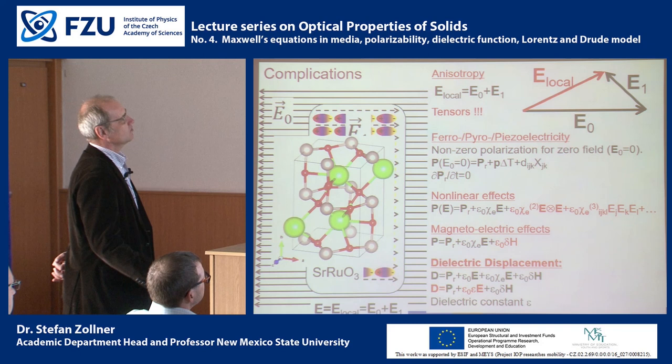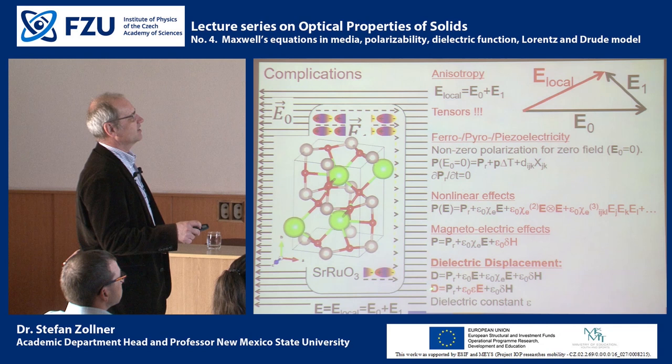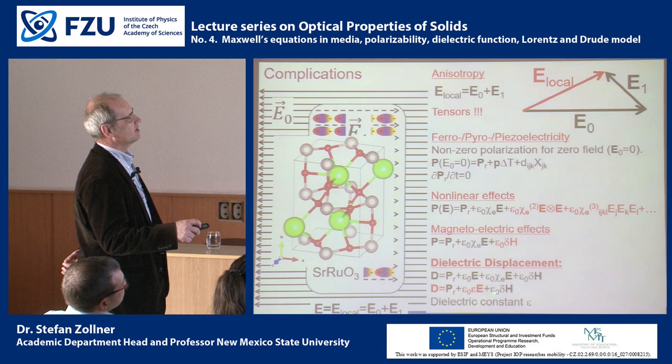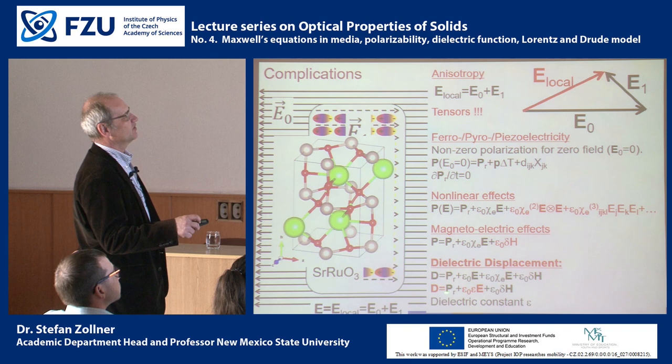So in the more general case, we will write the dielectric displacement as this remnant polarization plus something that comes from the dielectric constant and the electric field, and a similar term where a magnetic field gives us a contribution to the dielectric displacement.